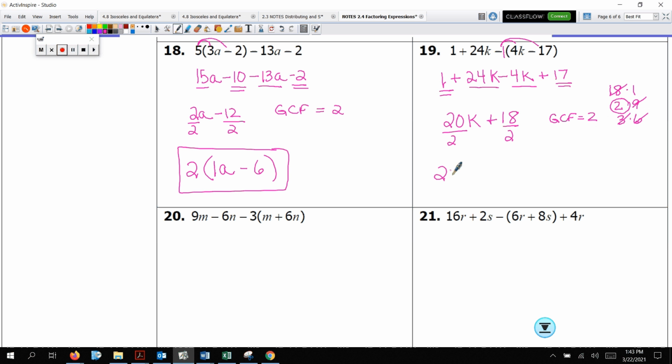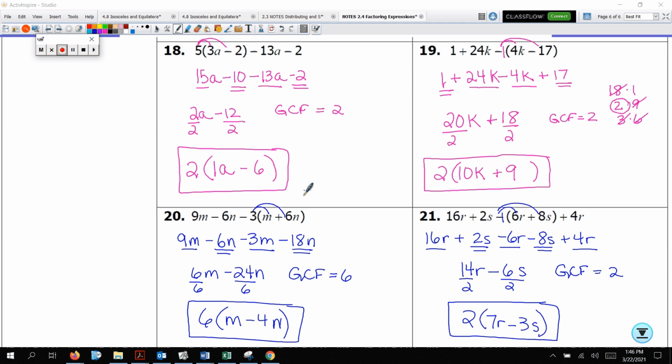All right, so we put that out front. Don't forget that. This is, again, ready for factor form. 20k divided by 2 is 10k. 18 divided by 2 is 9. Hallelujah, I'm done. All right, why don't you guys do 20 and 21? Remember to put a 1 between the negative and the parenthesis for number 21. Pause the video so you can practice and get good at this.